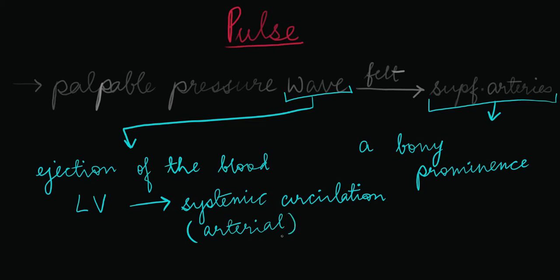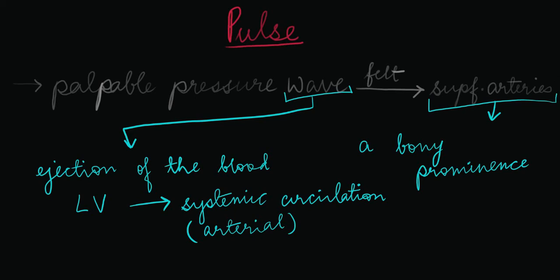Pulse is nothing but a palpable pressure wave. This wave is created because of the ejection of the blood from the left ventricle to the systemic circulation, and these waves can be felt in the superficial arteries against a bony prominence.